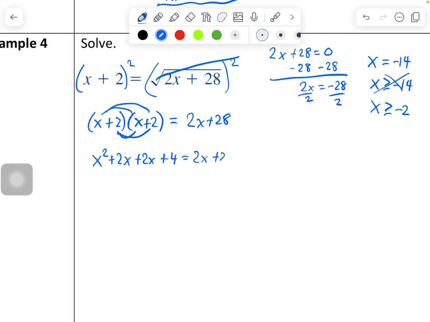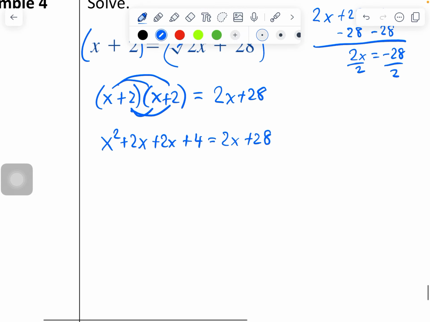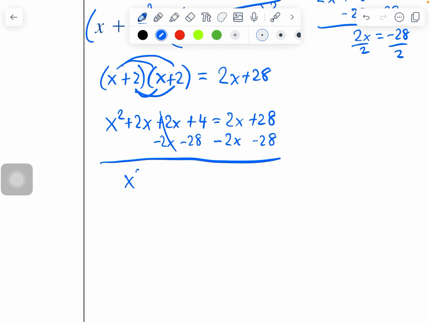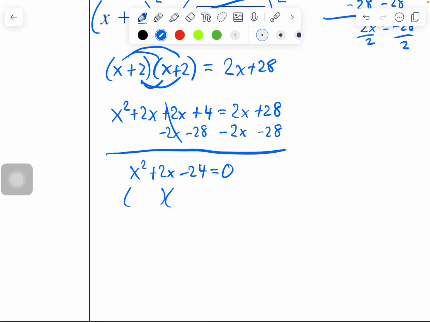And because this is a quadratic, and we're masters of quadratics, we are going to move these terms to the left side. Actually, I can subtract a 2x here and subtract 28. I should have combined my terms first, but it's fine. x squared plus 2x minus 24 equal to 0. We want to set it equal to 0. Now I'm going to factor. Factors of 24 that have a difference of 2 are 6 and 4, positive 6, negative 4, which means my solutions are either x equal to negative 6 or x equal to 4.